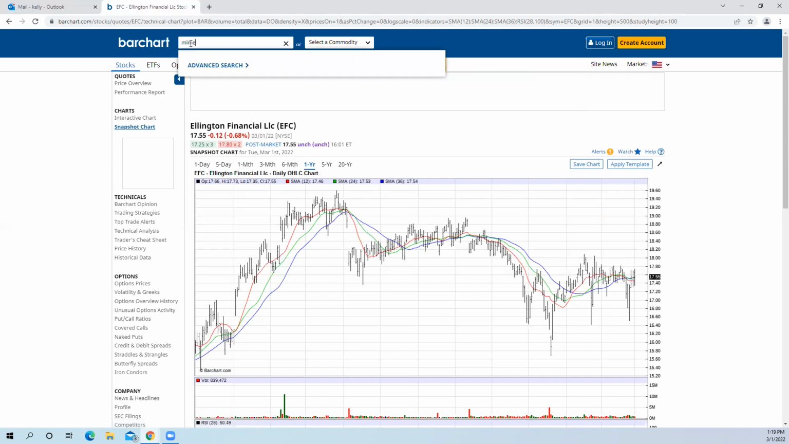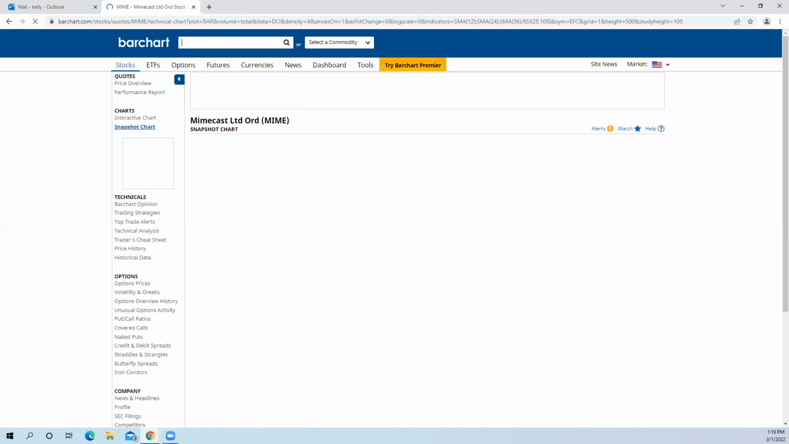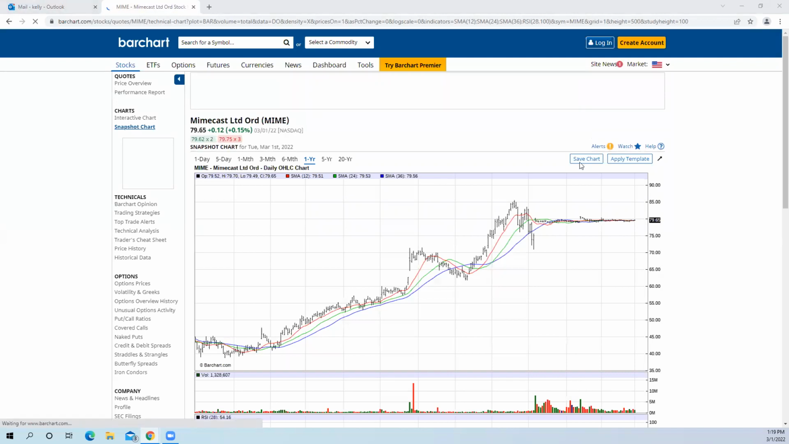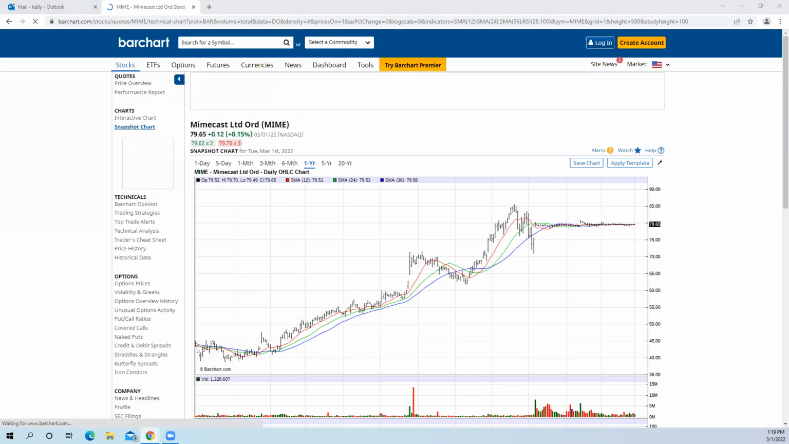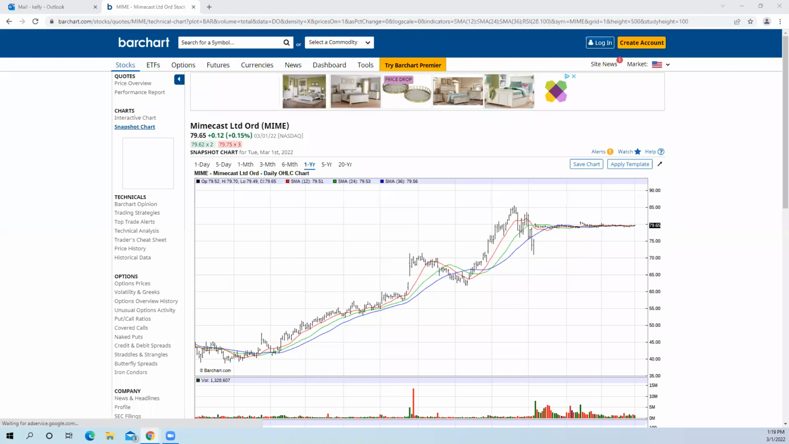MIME. Wow. That thing's pretty flatlining. This is a Jersey-domiciled, UK-headquartered company specializing in cloud-based email. Okay, so this is cloud.